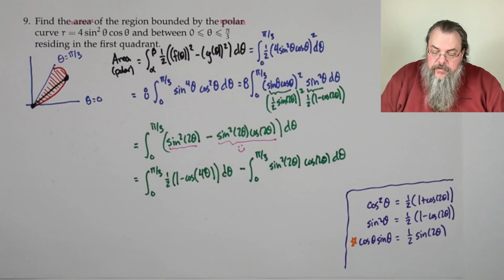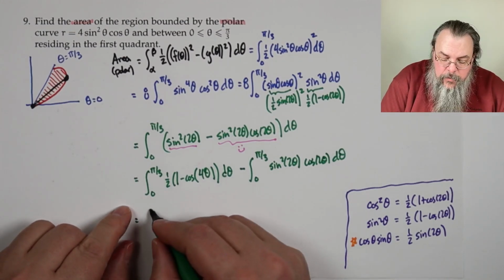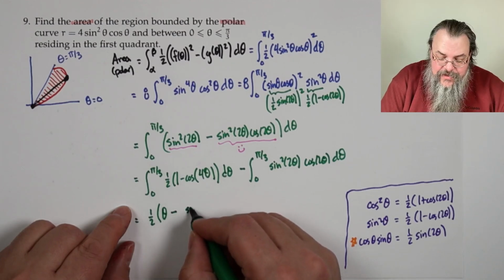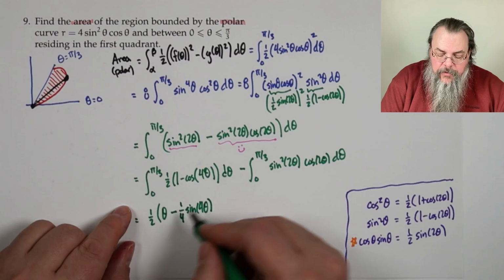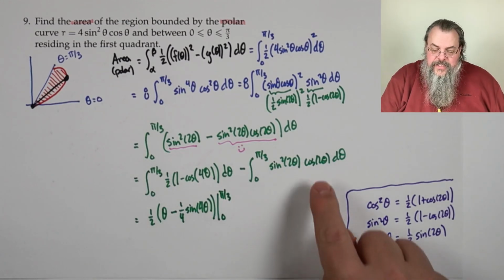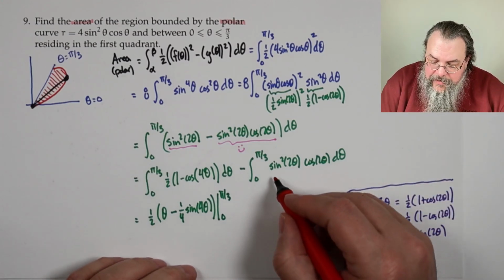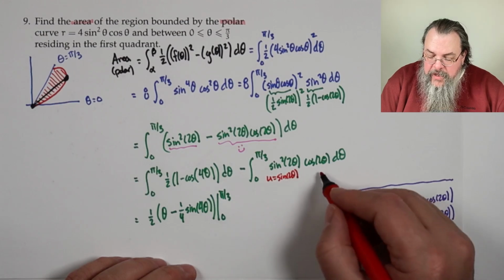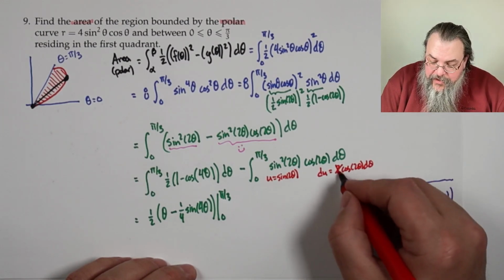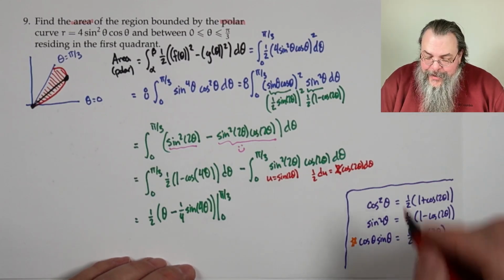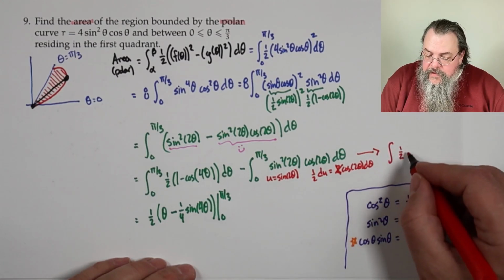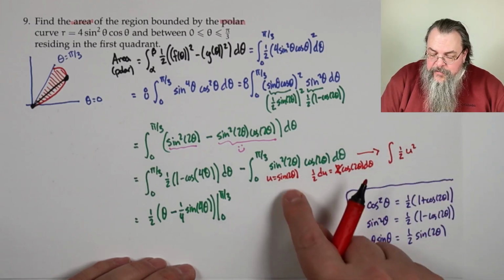Well, let's work on these integrals. So here we're going to have 1/2 times theta minus, and the integral of cosine is positive sine, so sine 4 theta, and then you have to multiply by a 1/4. And we're going to evaluate from 0 to pi over 3. On the other hand, for this second integral, we're going to take advantage of what we have. So if we let u equal sine of 2 theta, then du is 2 cosine 2 theta d theta, or 1/2 du is cosine 2 theta d theta, which means that this becomes, on the end, the integral of 1/2, from that 1/2 right there, u squared from the sine squared du.